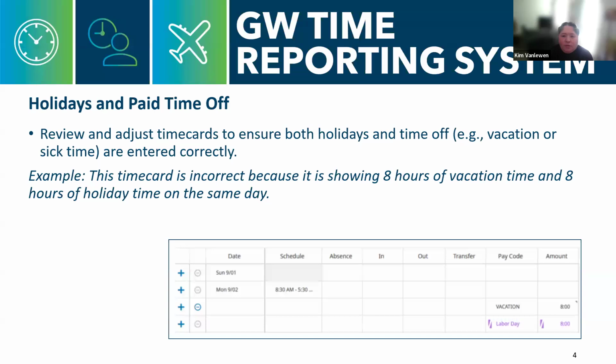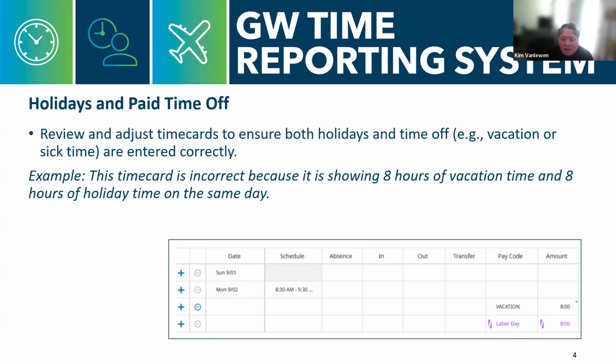So timekeepers should review all time cards to ensure that holidays and time off are entered properly. For instance, this time card is incorrect because there are 8 hours of holiday pay as well as 8 hours of vacation time on the holiday. This would cause an overpayment of 8 hours if the time card was approved like this. Therefore, the vacation time should be canceled via the normal time off request process, not directly from the time card, to avoid an overpayment. So the employee can cancel their time off request, which will require the manager to approve the cancellation before the time gets removed from the time card.